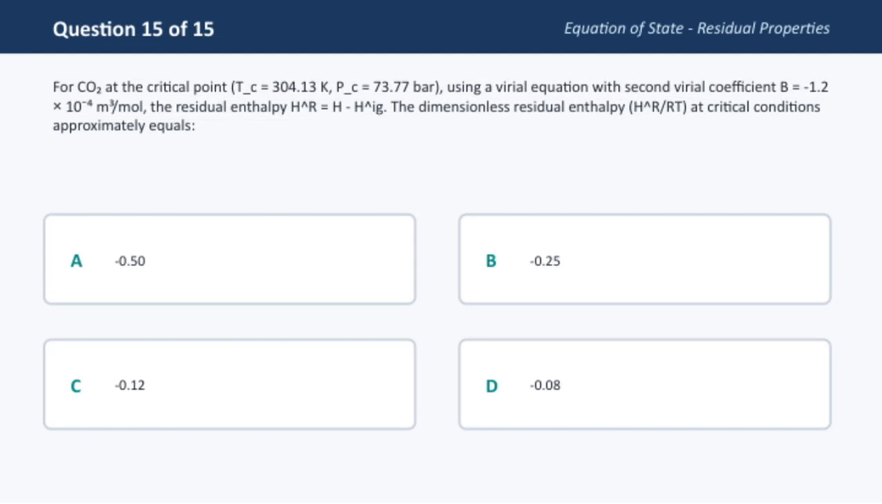Here, we're looking at the residual enthalpy of carbon dioxide right at its critical point, where temperature and pressure reach specific values. Using a virial equation of state with the second virial coefficient, we calculate how much the actual enthalpy deviates from the ideal gas case. This dimensionless residual enthalpy gives us insight into real gas behavior under these extreme conditions. It's a key step in understanding how CO2 acts near its critical state.